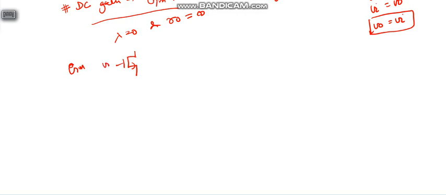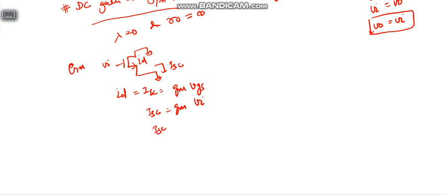gm for the circuit. So this is Vi, the output node we ground, and Isc current flows from this. Now in this case ID equals Isc equals gm VGS. So Isc equals gm into Vi. Isc upon Vi equals gm. So the transconductance equals gm.